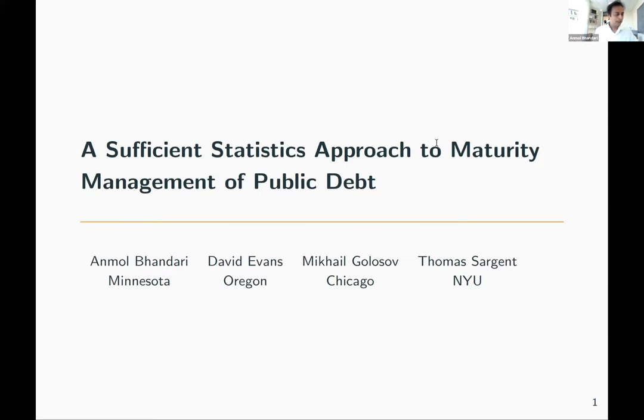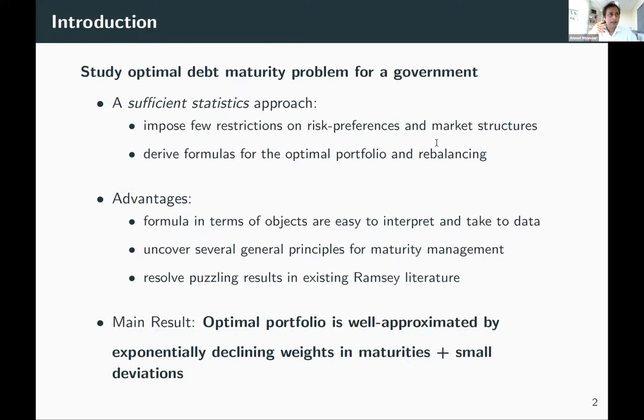So the title of the project is Sufficient Statistic Approach to Maturity Management of Public Debt. And we want to study the optimal maturity problem for a government. What we mean by a sufficient statistic approach is an approach where we impose very few restrictions on risk preferences and the market structure in which the private sector and the government participate.